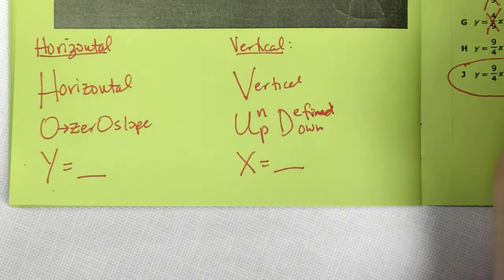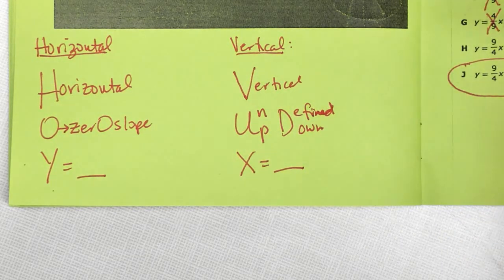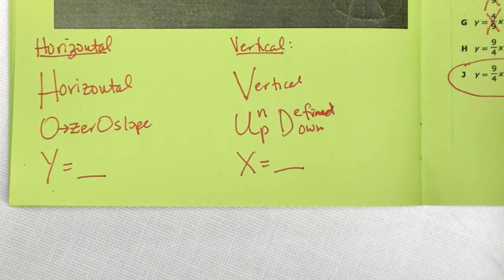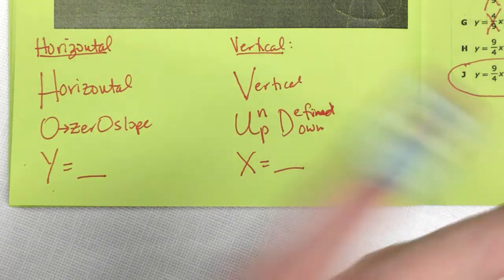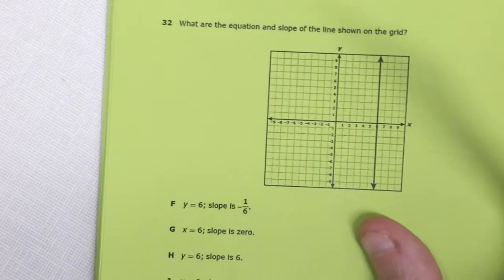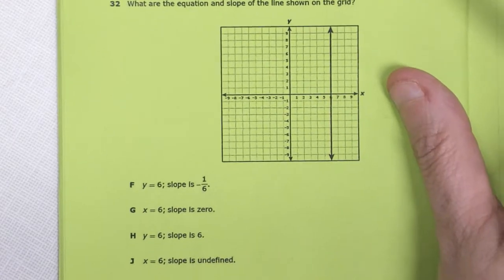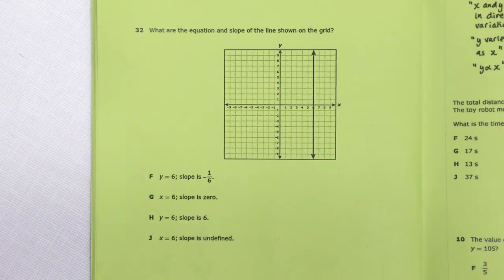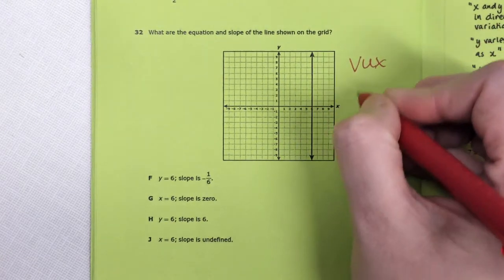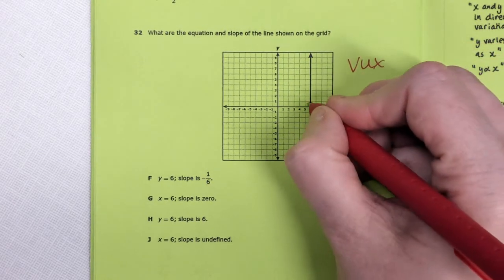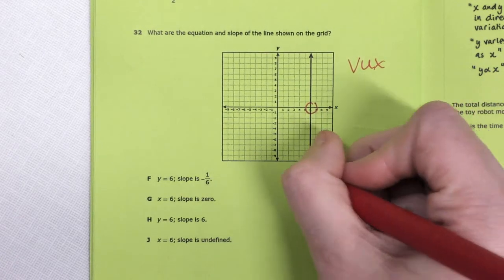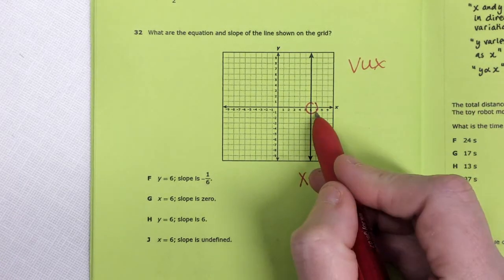Now, interestingly enough, the skills, I'm always talking about the skills you have to know. They consider parallel and perpendicular and horizontal and vertical in the same skill, which is really weird. So let's take a look at this one that says 32. It says, what are the equation and slope of the line shown on the grid? So what kind of line is that? It's a vux because it goes up and down, right? Where does it cross? It crosses on the x-axis at 6.